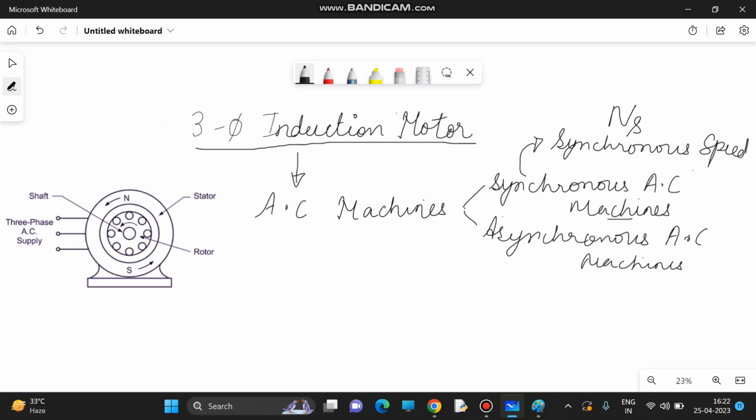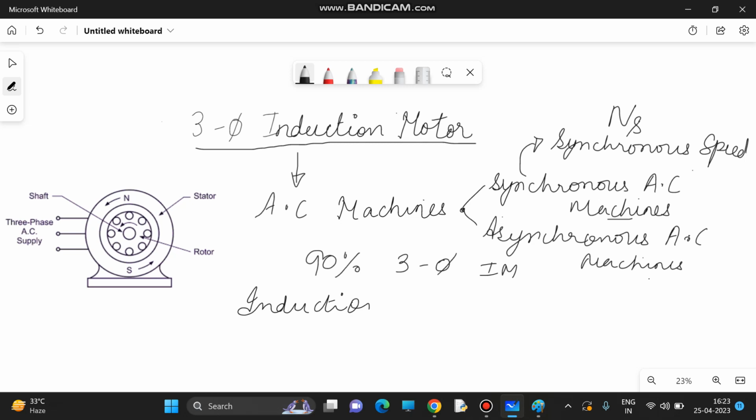The other category, which is the most commonly used category, is the asynchronous AC machines. These asynchronous AC machines do not run at synchronous speed. An induction motor is a type of asynchronous AC motor. Machines is a broad category, essentially a term which is used for both motor as well as generator. So induction motor is a type of asynchronous AC machine, and 90% of the motors used in industries are three-phase induction motors, because they have certain qualities which make them more compatible to industrial use, because they are very rugged and very inexpensive. So the three-phase induction motor, as the name suggests, runs on the principle of induction.